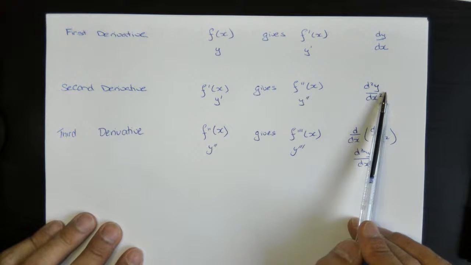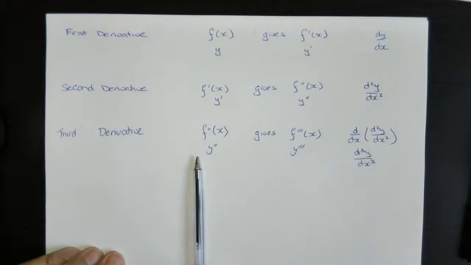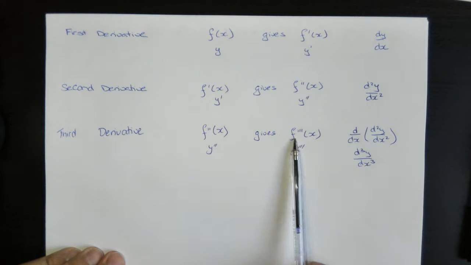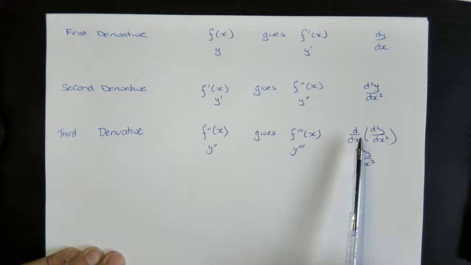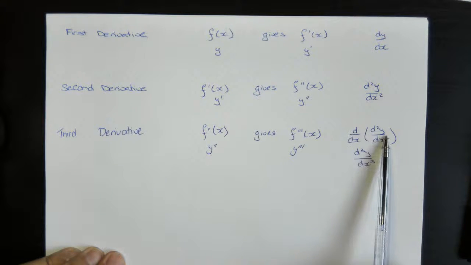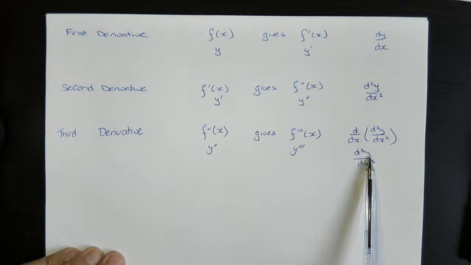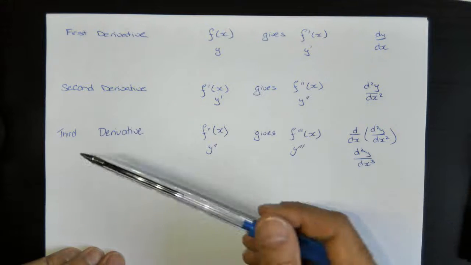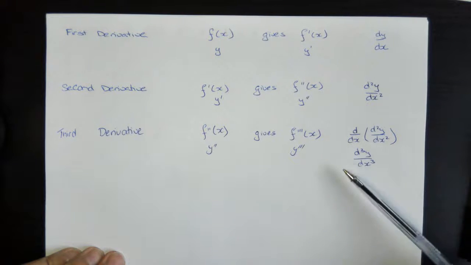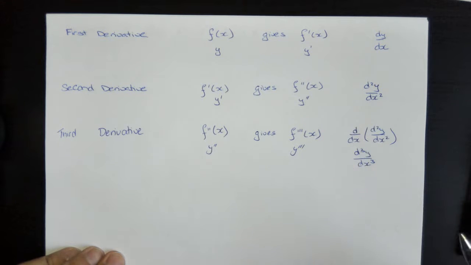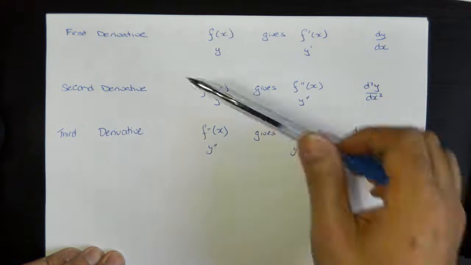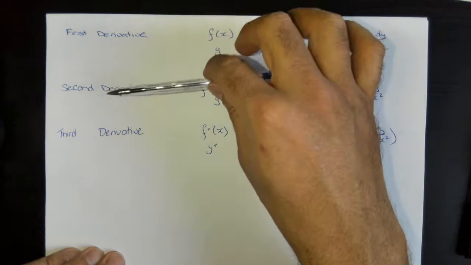Now, if you differentiate the second derivative, you get the third derivative, all right? So you get f triple dash of x, or y triple dash, or d over dx multiplied by the second derivative, d squared y over dx squared, which gives you d cubed y over dx cubed. Okay, and you may have that notation, especially in university or more complex books. They'll probably just ask you for the first and second derivative, or the second and third derivative.